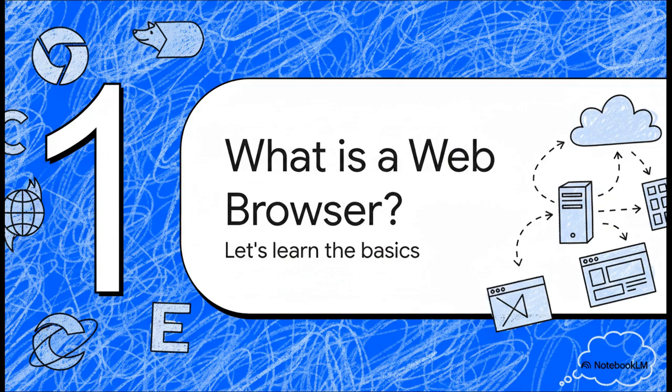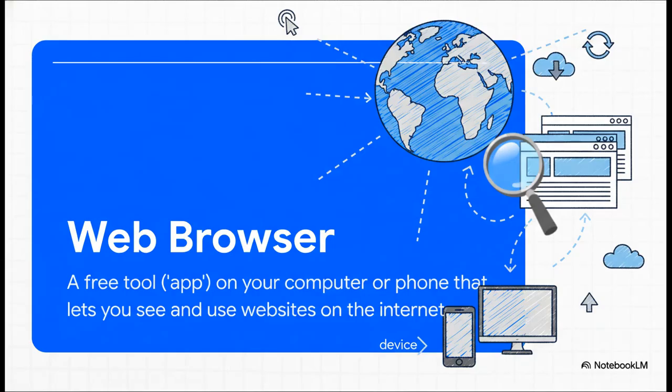All right, so analogies are great, but what are we really talking about here? What is a web browser technically? You know, the concept is actually way more straightforward than it sounds, so let's get a clear definition. At its very core, a web browser is just a free app or a program that lives on your computer or phone. Its whole job, its entire purpose, is to find, grab, and then show you websites. The name itself is a pretty good hint, right? It lets you browse the World Wide Web. It's just a tool for looking around the internet.